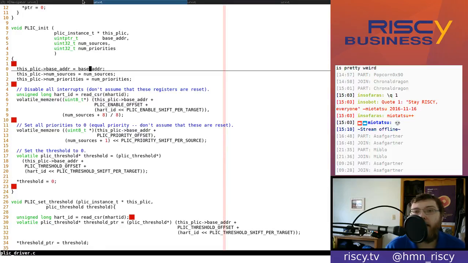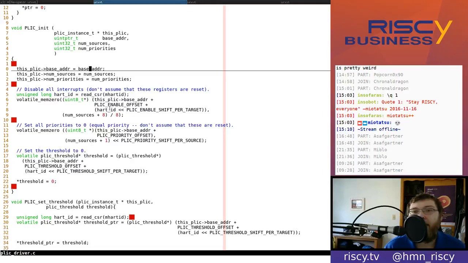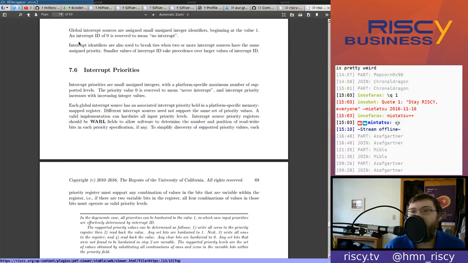So let's take a look at priorities, I guess. Interrupt priorities are small unsigned integers with a platform-specific maximum number of supported levels. The priority value 0 is reserved to mean never interrupt, and that's what we're setting. You can see right here, set all priorities to 0. That means never interrupt. And interrupt priority increases with increasing integer values. Each global interrupt source has an associated interrupt priority held in a platform-specific memory-mapped register. Different interrupt sources need not support the same set of priority values. A valid implementation can hardwire all input priority levels.